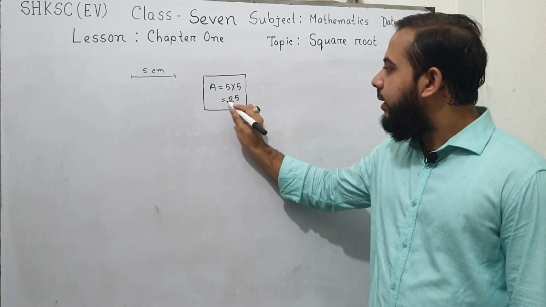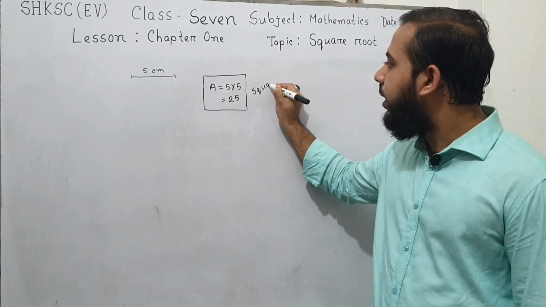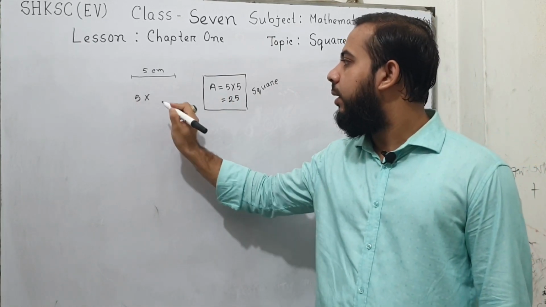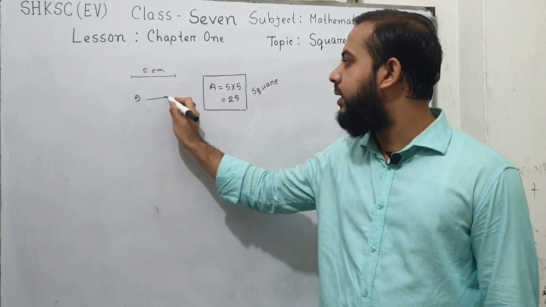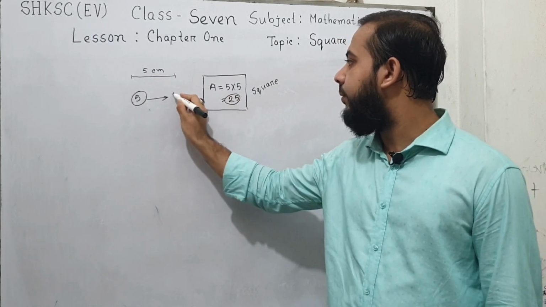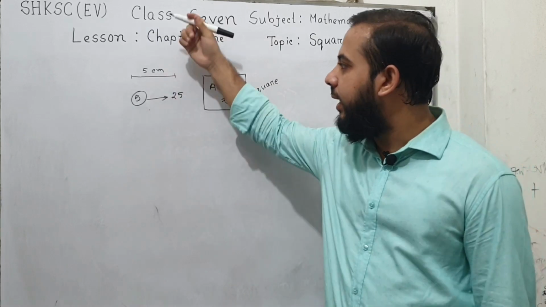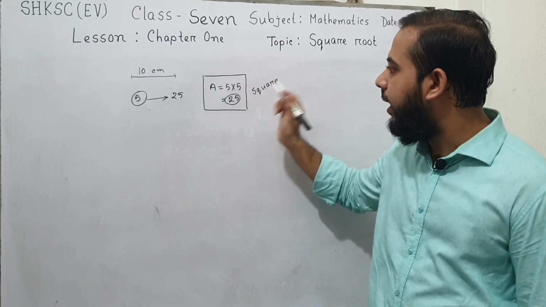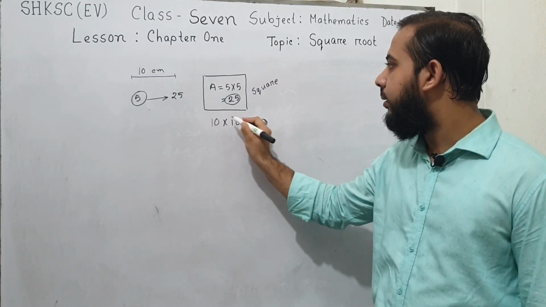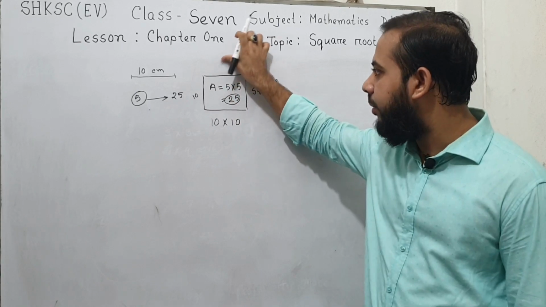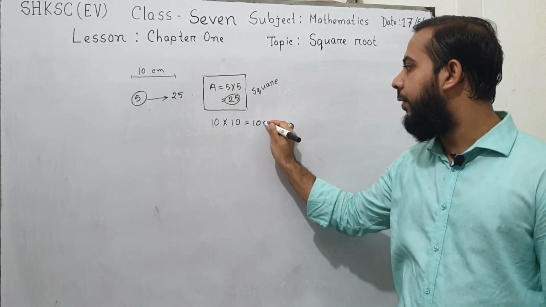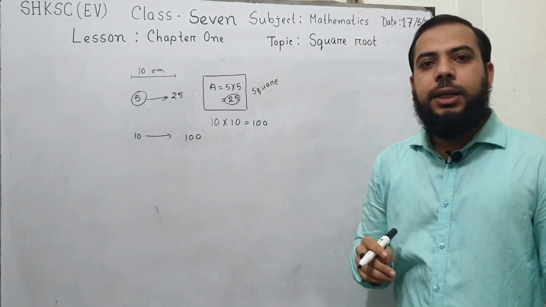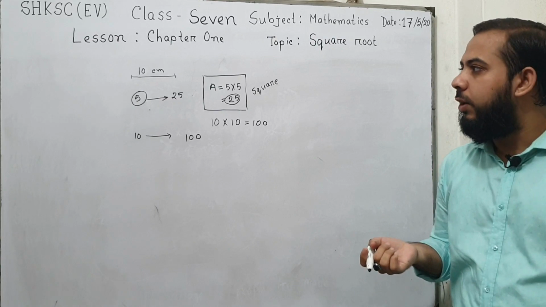You can see that this is the shape of a square. So if the number is 5, then the square of this 5 is 25. Similarly, if the length is 10 centimeter, then we multiply 10 times 10. If we multiply this 10 by 10, we will get 100. So the square of 10 will be 100. This is how we can find the square of any number.